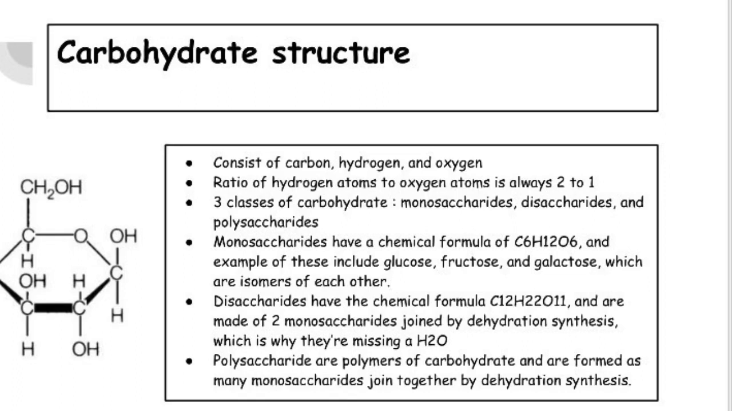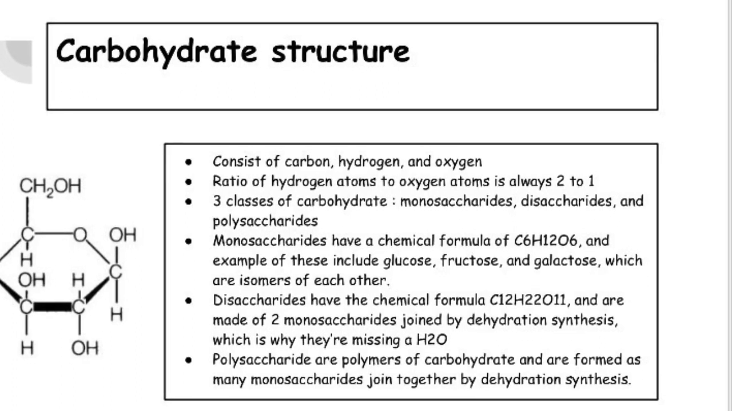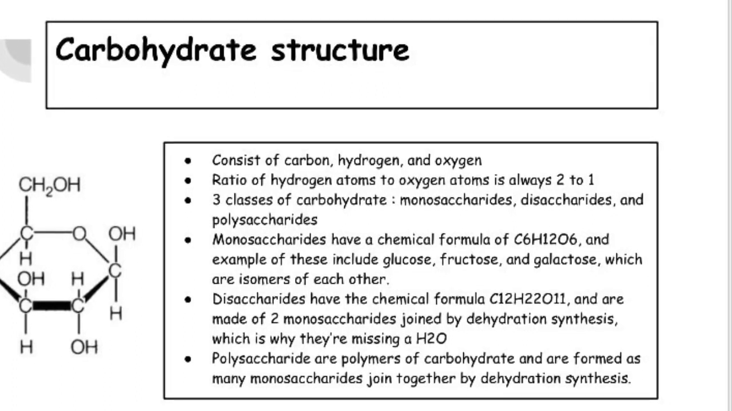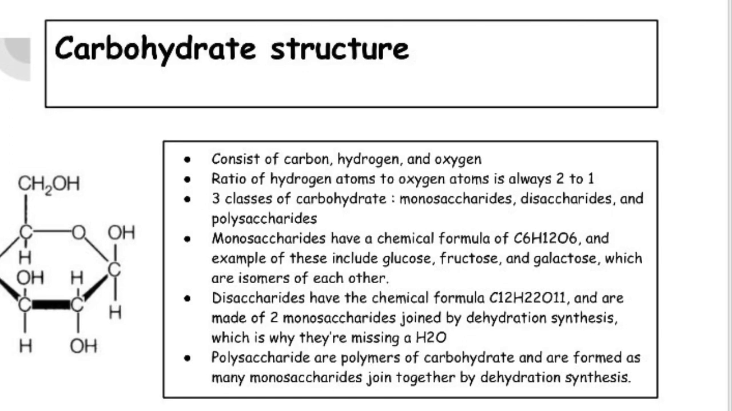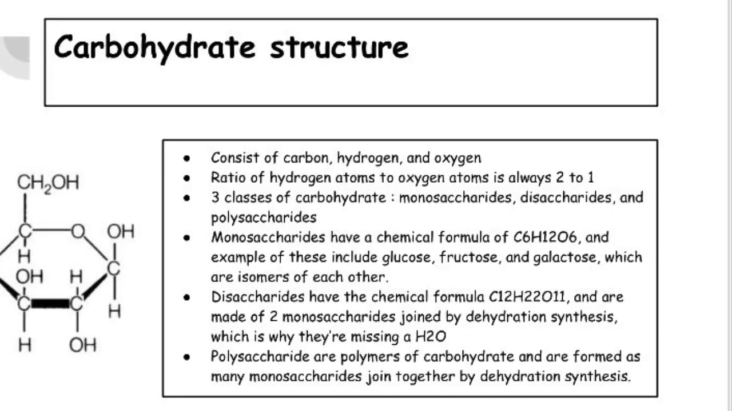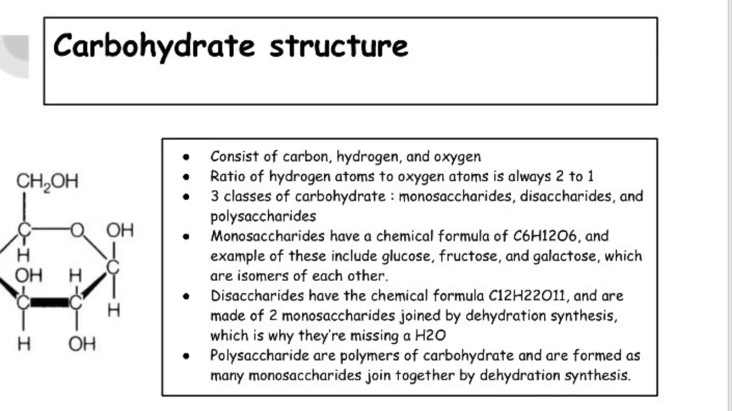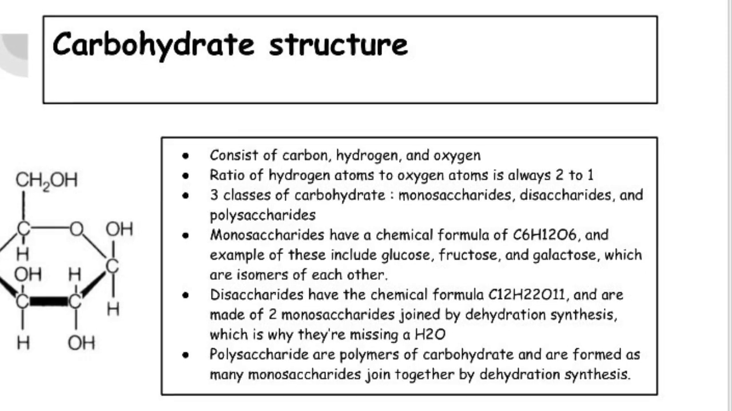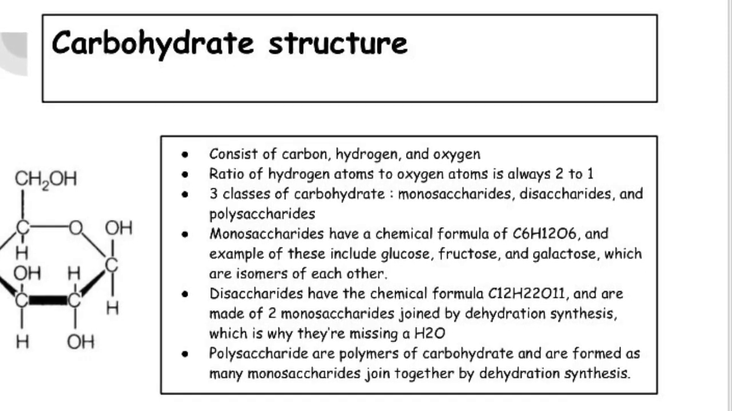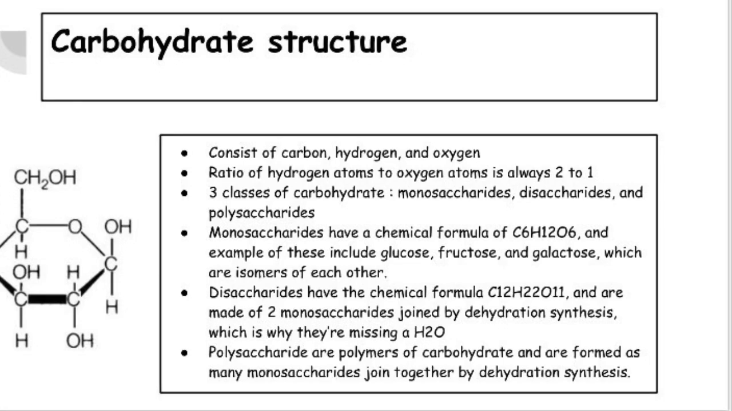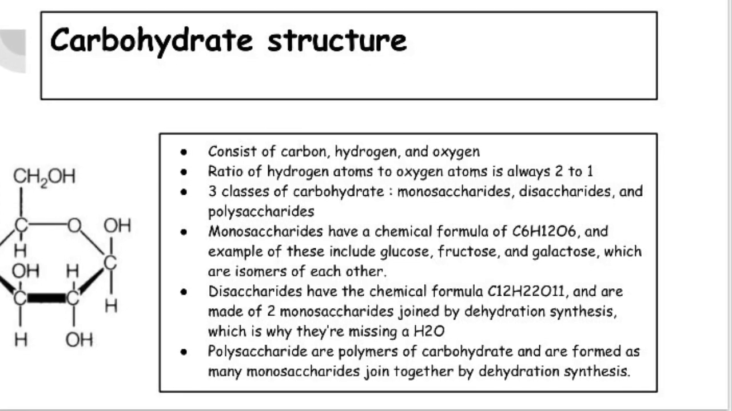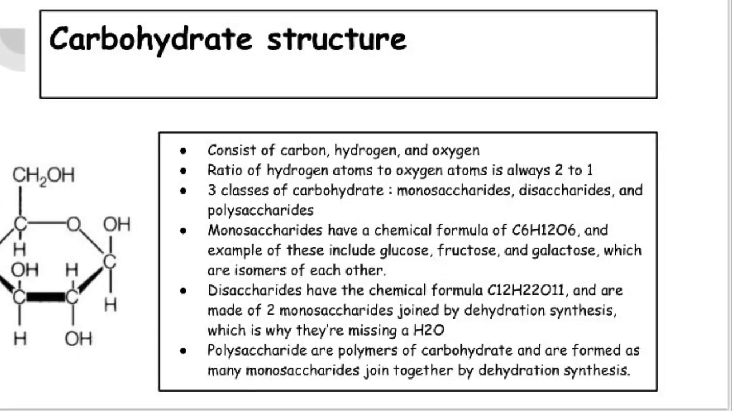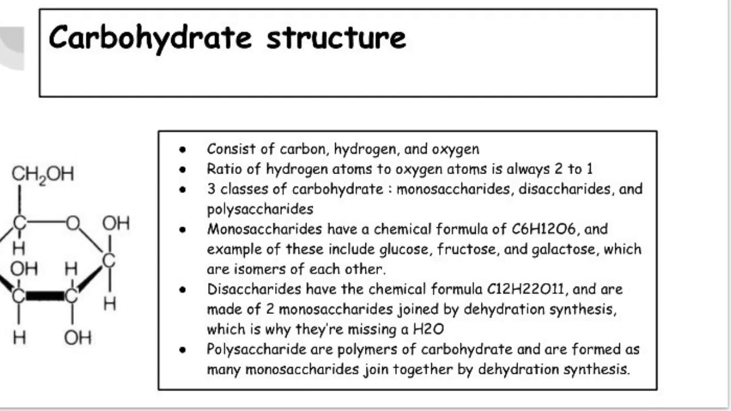Disaccharides have the chemical formula C12H22O11 and are made up of two monosaccharides joined by dehydration synthesis. And if you notice, it should be C12H24O12, but a water was lost in the reaction. Next, polysaccharides are polymers of carbohydrates and are formed as many monosaccharides joined together by dehydration synthesis.